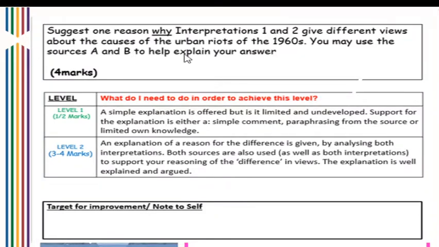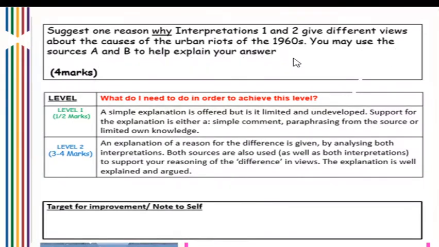So this is quite similar wording to the last question, to question 3B, except as I've underlined here, it says one reason why they differ rather than how they differ. So we're looking for the reason. So if in the first question we spotted the difference, now in this one we're looking for the reason behind that difference.